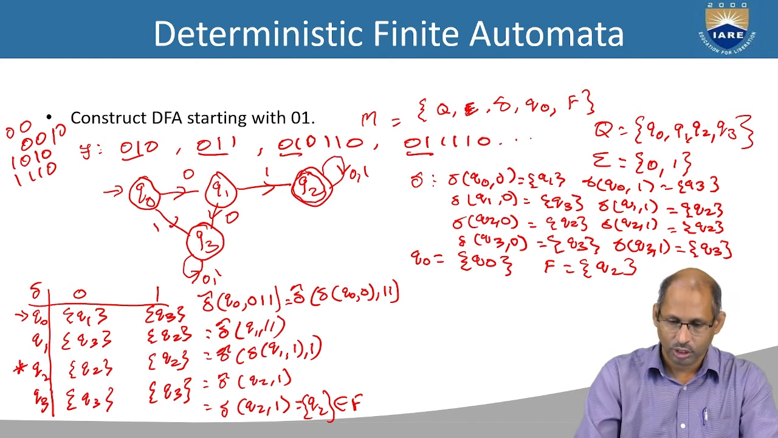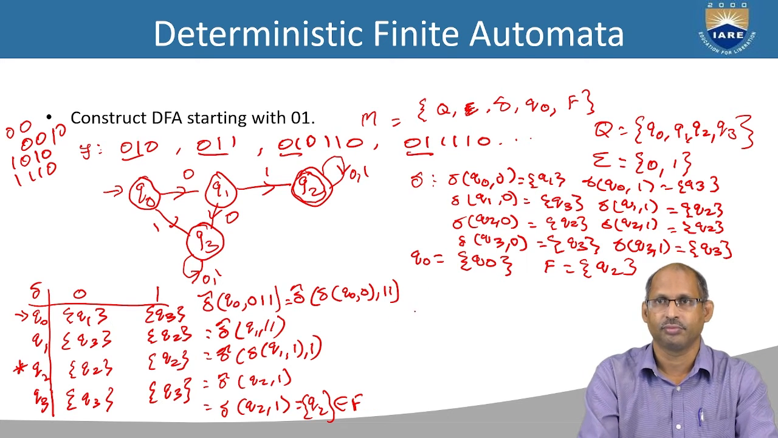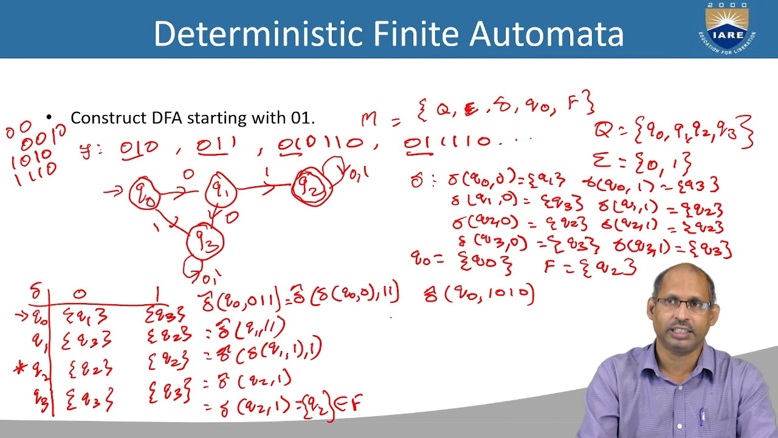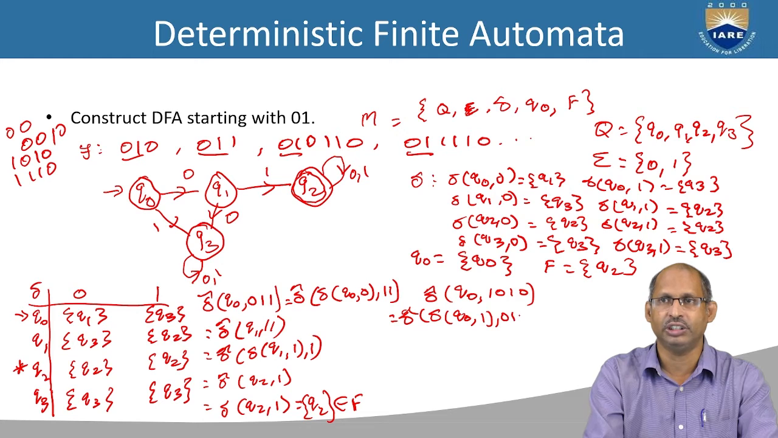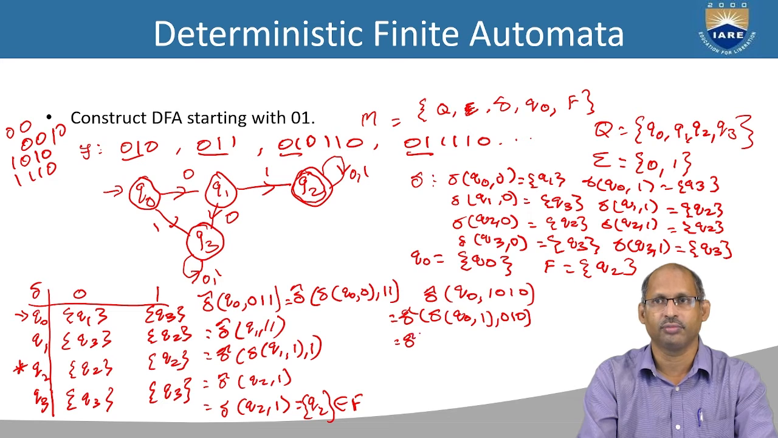Now, we'll see one example for non-acceptance. Q0 is the initial state. We take 1, 0, 1, 0. This string should not be accepted. We'll check that with the string transition function. Q0 on 1 followed by 0, 1, 0. What is Q0 on 1? It is Q3, followed by 0, 1, 0.